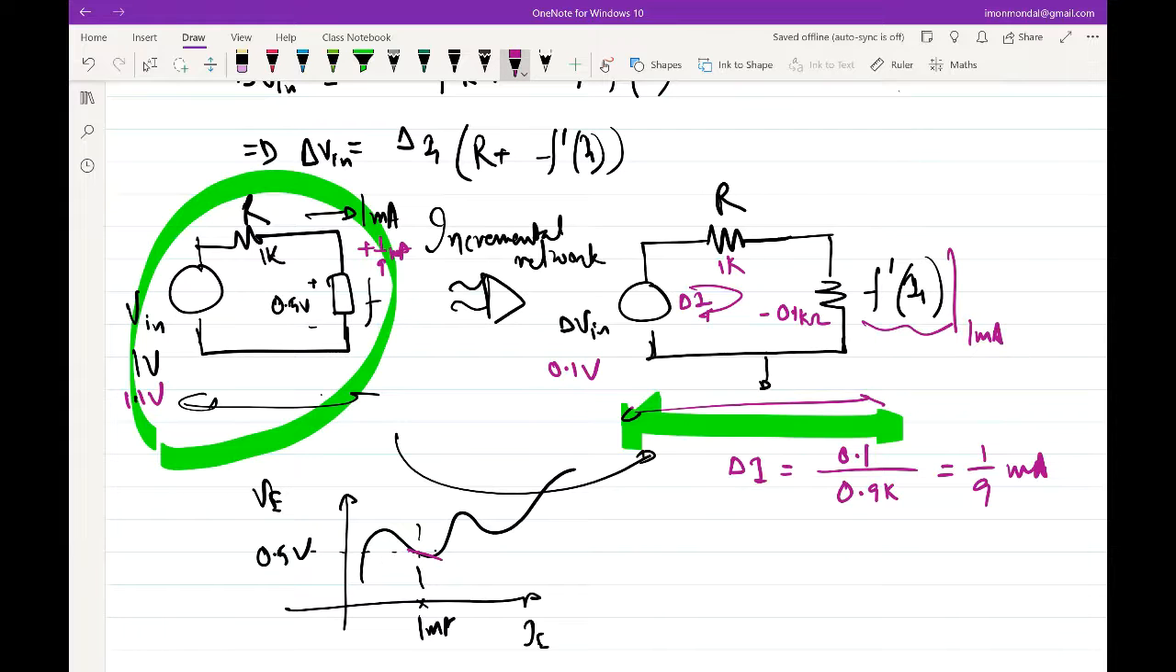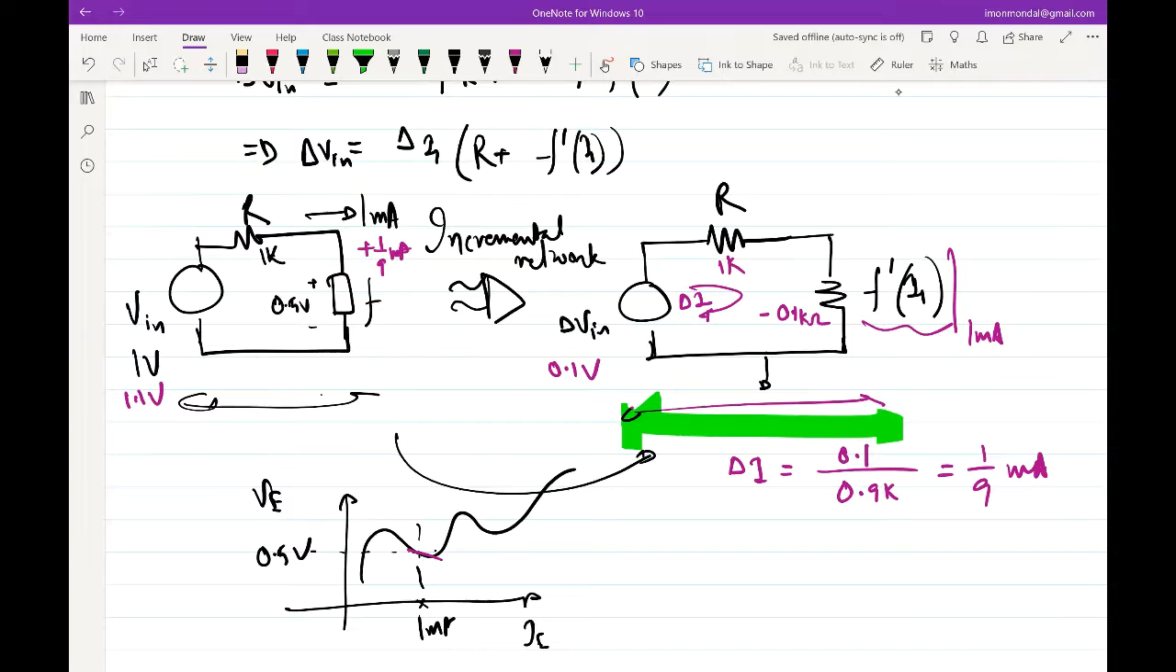Great. So now if I tell you that this is a great framework, what I will do is I'll use it everywhere, right? So let's say I change V in to 10 volts. I'll use the same framework. Delta V in seems to be 9 volt. This was 1K, this was 1K. This F prime of I1 was 0.1 minus 0.1, this becomes minus 1K. And I will solve it again. Will I be correct or incorrect? Why?